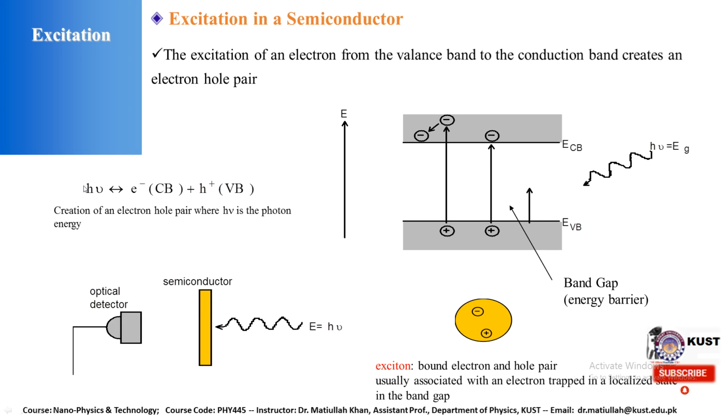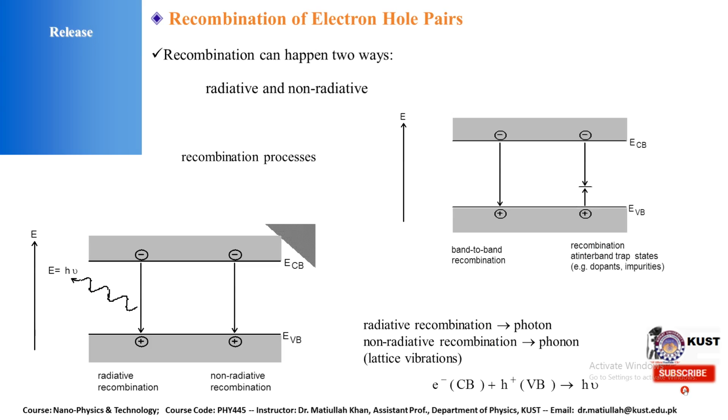The equation is that a photon falls on a semiconductor. So what happens as a result of this photon absorption? An electron present in the conduction band is created, and a hole present in the valence band is created. So this is called electron hole pair generation. The electron cannot remain in the conduction band for a longer time, so it will come back to carry out the de-excitation process.